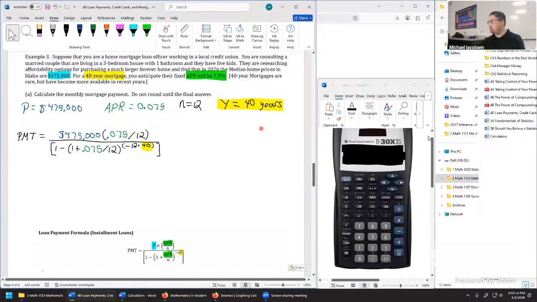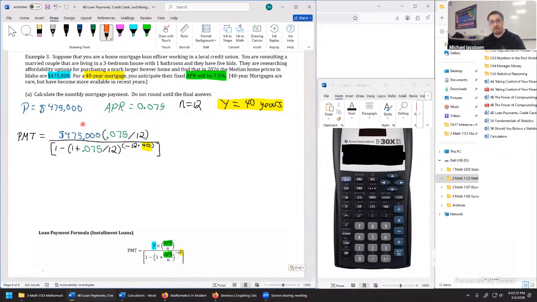So first, plugging it into this kind of calculator, it's going to look about like this. You would want to take this entire set of information, write it down as one line altogether, and that would say the payment is really 475,000, open a parenthesis, 0.075, divide by 12, then divide, open another parenthesis. There's no brackets in either calculator, so we'll just have stacked parentheses. 1 minus, another parenthesis, 1 plus 0.075, divide by 12 again.